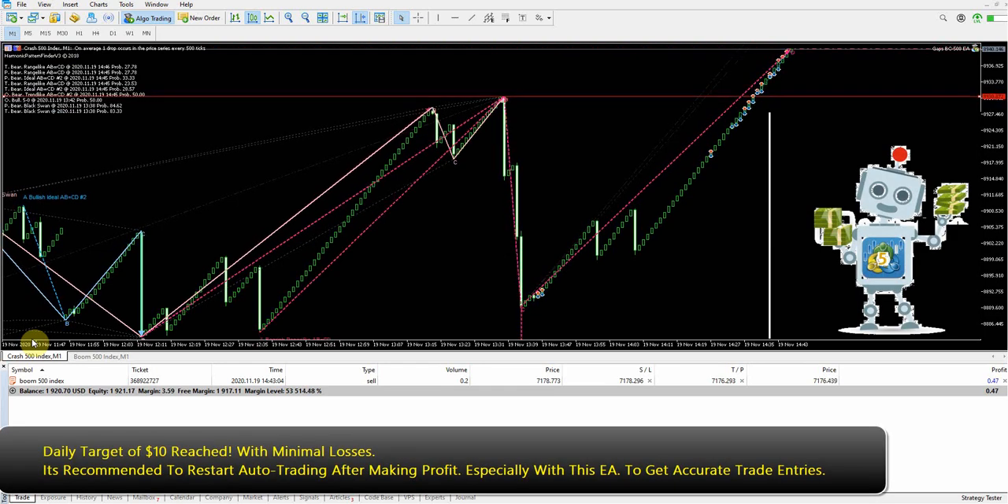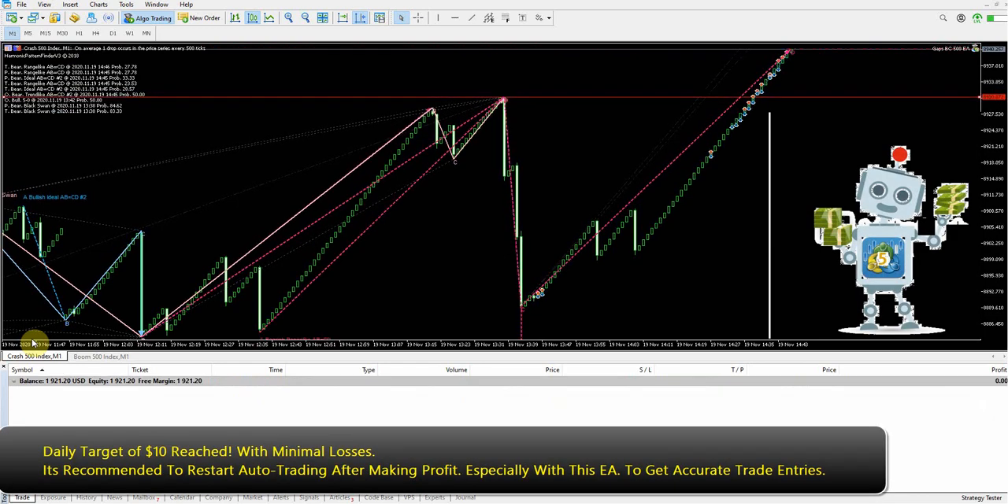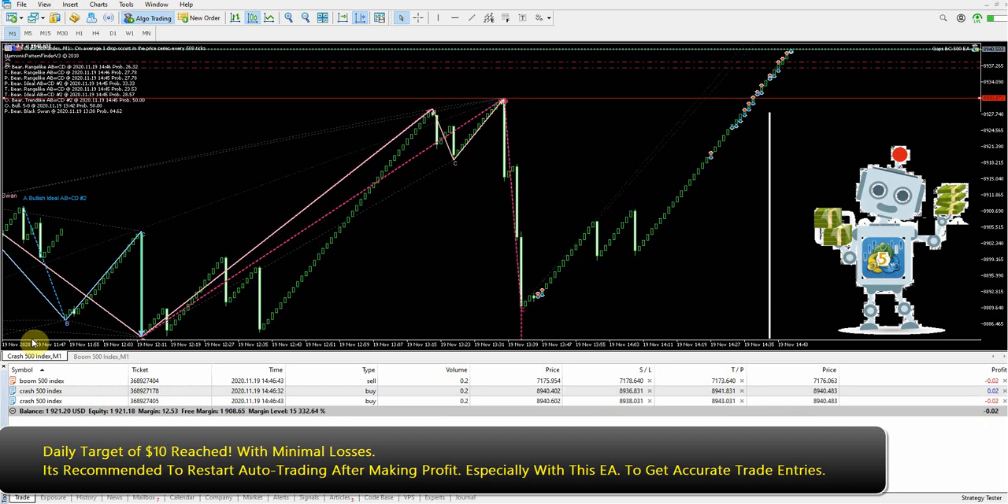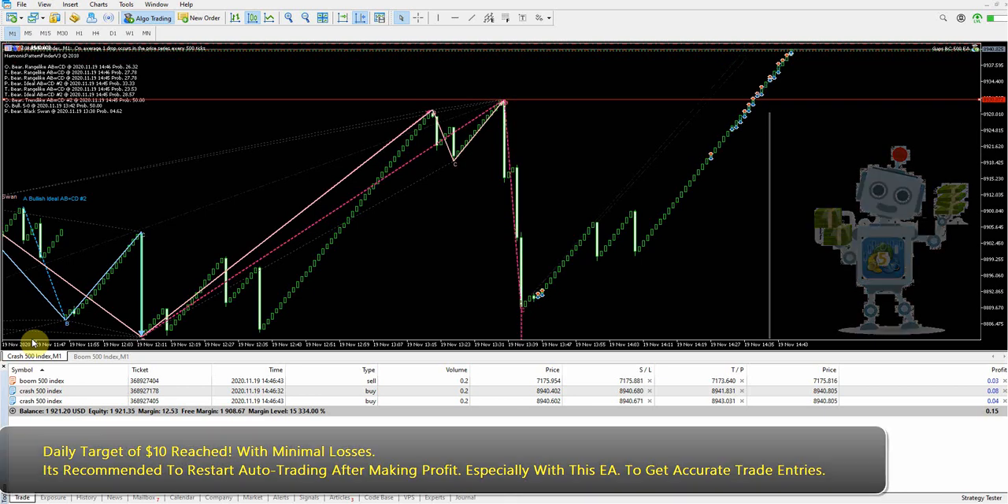Has now made $10 with minimal losses. My take on this gap expert advisor is that you can use this EA to make quick profit. That EA may be affected by sudden spikes. It's worth trying, though. It might be your lucky day.